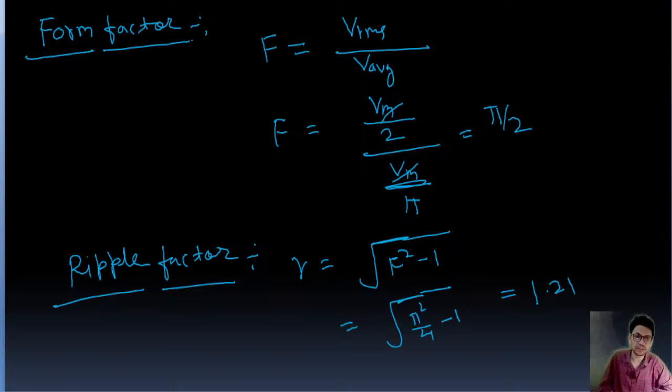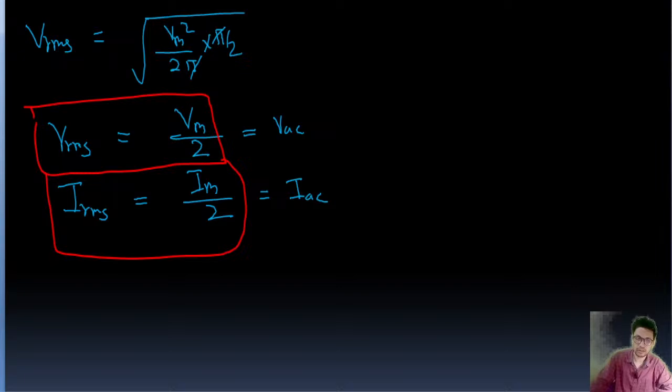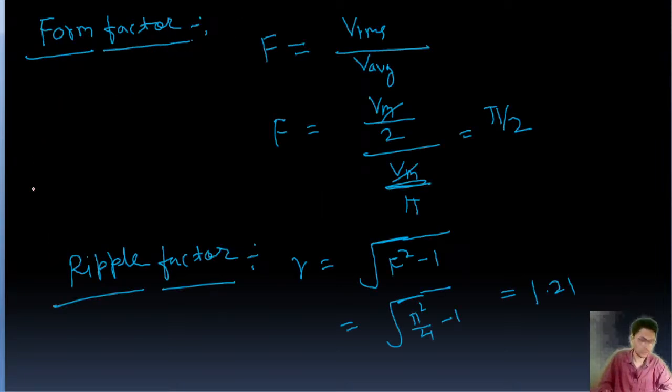And ripple factor is called unwanted signal. Okay, this is unwanted signal, that is ripple factor.